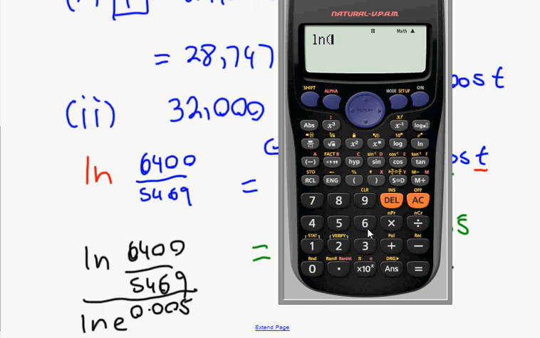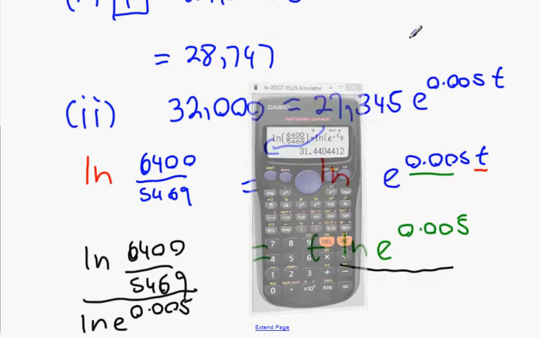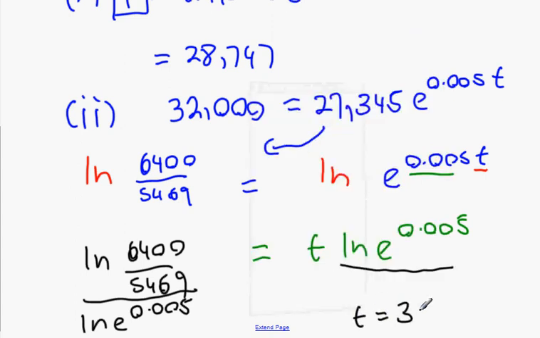So look, we'll just follow this through now. 6,400 divided by 5469, and if you happen to forget that ln e is in fact 1, there's always the calculator. I'll just do it divided. So we're doing ln e to the power of 0.005, and then close this bracket here, and it should turn out to be 31.44. Yeah, there we go, same deal. t equals 31.44.